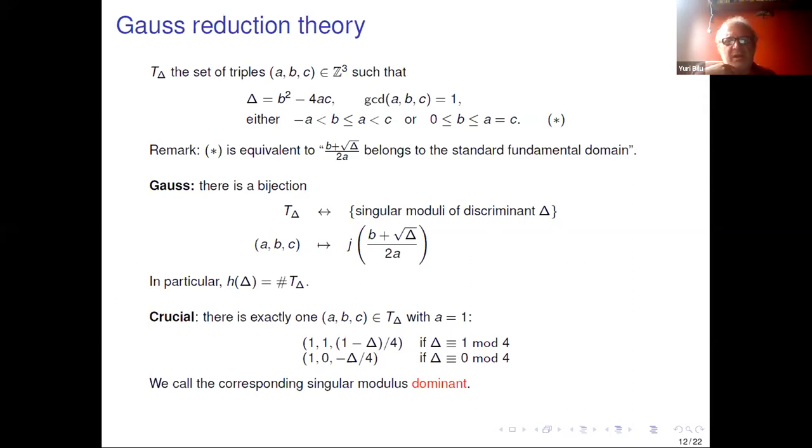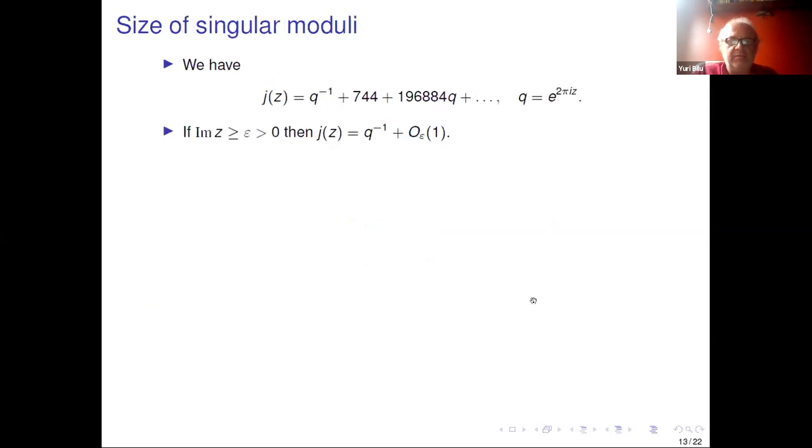And what is crucial here, and for many other effective work about equations in singular moduli, is that in the set T delta there exists exactly one triple with A equal to 1. This one, it's given here. And we call this corresponding singular modulus dominant. Why do we call it dominant? Because it is very big, right?